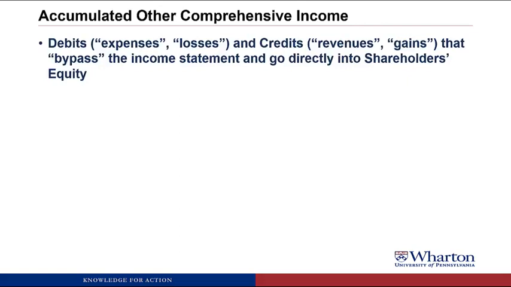This is for all those debits and credits that bypass the income statement so they can go directly into shareholders' equity. So instead of having an expense or a loss run through the income statement into retained earnings, we have this debit to AOCI to bypass the income statement. Similarly, instead of a revenue or a gain going on the income statement and then into retained earnings, we just do a credit to AOCI to get it into stockholders' equity without going through the income statement.